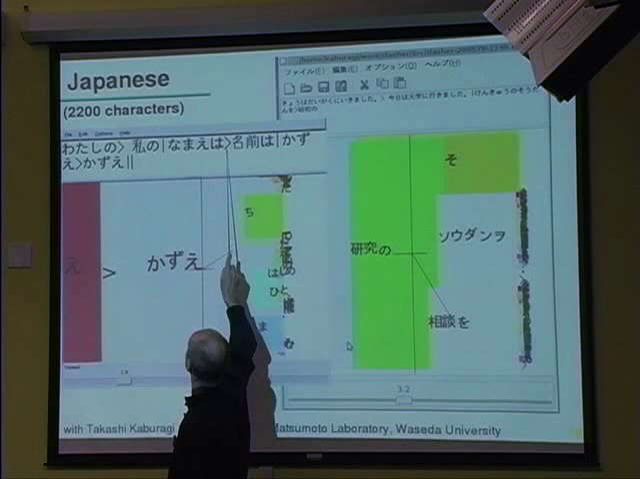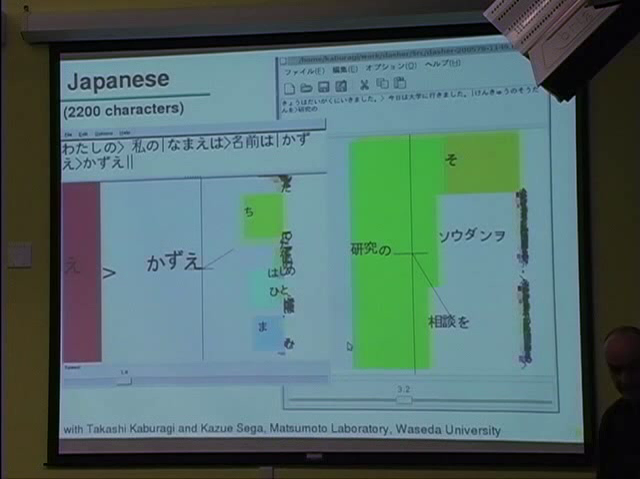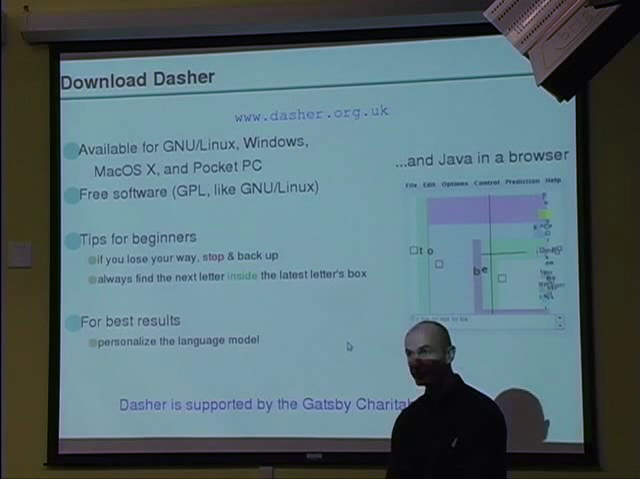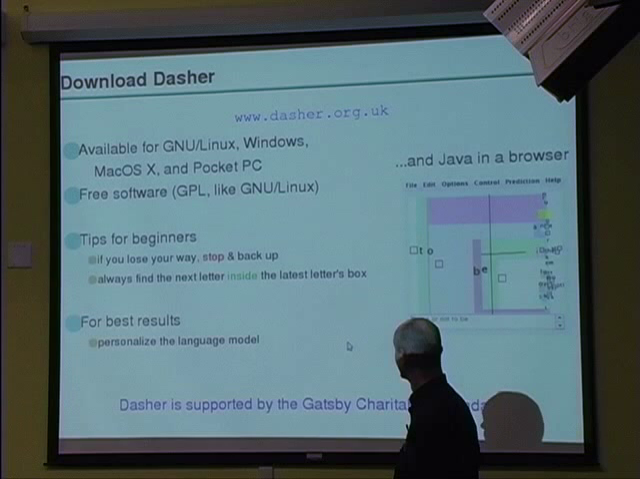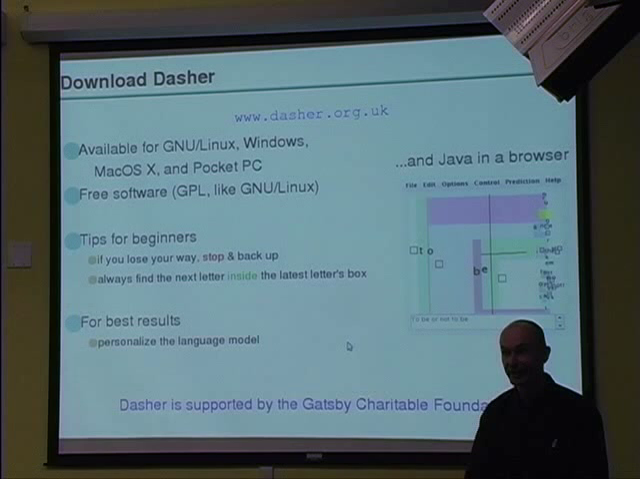So this is where we're going with Japanese Dasher, and I hope we'll have that out of the door within another month or two. So we'd be delighted if people the world over would get involved in Dasher. It's free software. It's available on quite a few platforms: Linux, Windows, Mac OS, Pocket PC. We'd love volunteers to get involved in porting it to other platforms like the Palm Pilot. And we do have a Java version working in your browser as well. And so I hope this might be useful to people at Google. Thank you very much for listening.